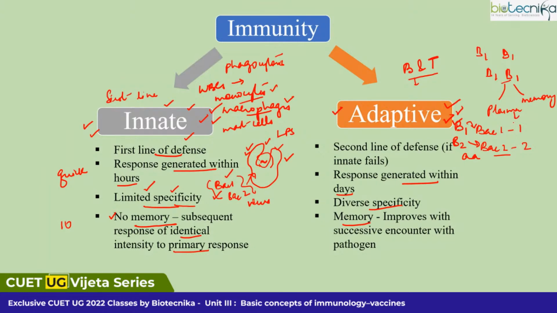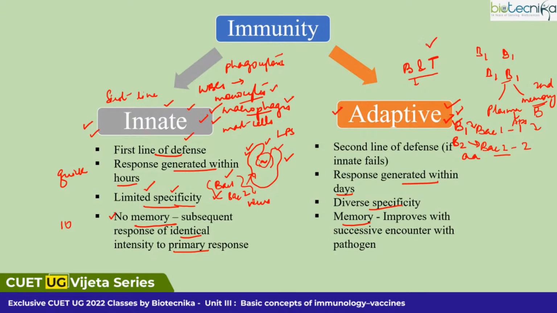Plasma cells will release the antibodies that are required to control the pathogen, while the memory B cells will be there. And when there is a second exposure to the same pathogen, these memory cells will quickly get activated. That is what it means that the adaptive immune response shows memory.